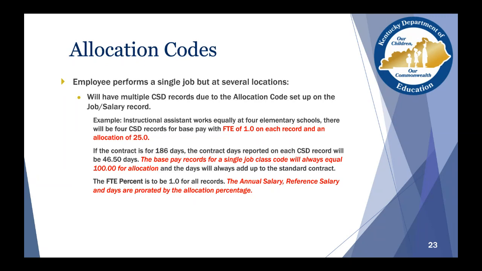The FTE, when we're looking at only allocations alone, will be 1 on each record, and they'll have an allocation of 25. If the contract is for 186 days, the contract days reported will be 46.50, because times 4, that reaches the 186 days. The base pay records for a single job class code will always equal 100 for the allocation, and the days will always add up to the standard contract.